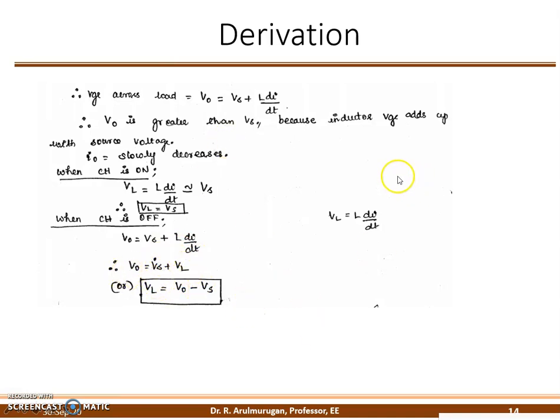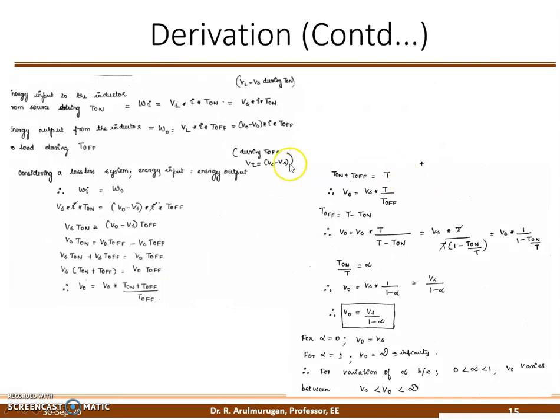Coming to one more important thing, there is a power-wise differentiation. It's very simple, you will understand about the input power and output power. With no losses, input power is equal to output power. Then the equation is V0 equal to Vs into (Ton plus Toff) by Toff, and further simplifying gives the final equation: V0 is equal to Vs divided by 1 minus alpha, where alpha is the firing angle or delay angle.